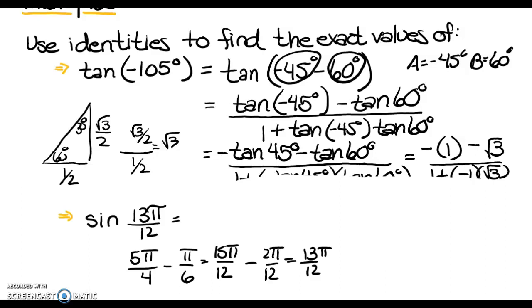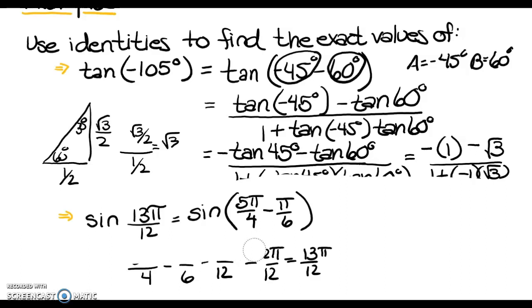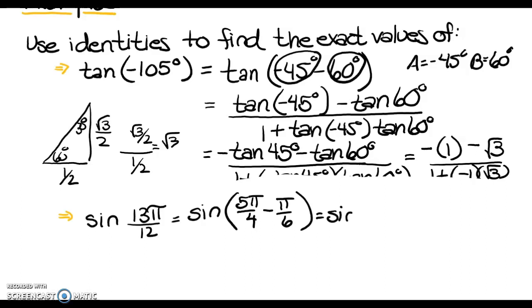I'm sure there are angles that add to 13 pi over 12. I just happen to think of two angles that subtract to 13 pi over 12. So I'm going to go ahead and use those two angles, and I'm going to use a nice difference formula for that. So my difference formula is going to be the sine of 5 pi over 4 cosine of pi over 6 minus the cosine of 5 pi over 4 sine of pi over 6.